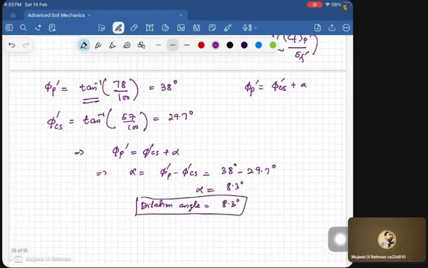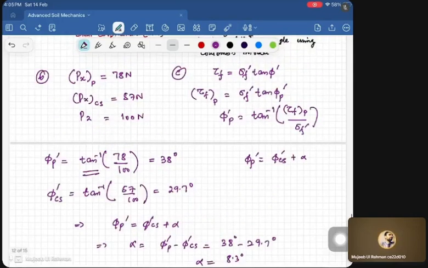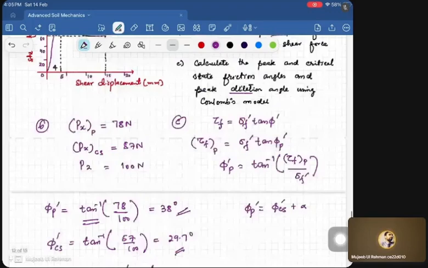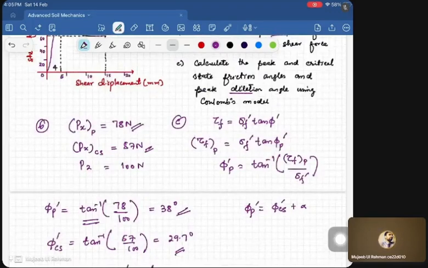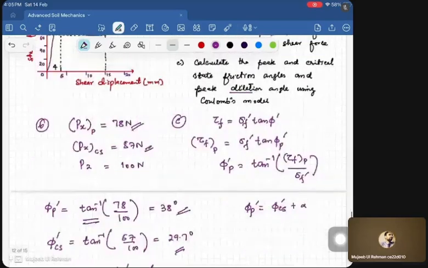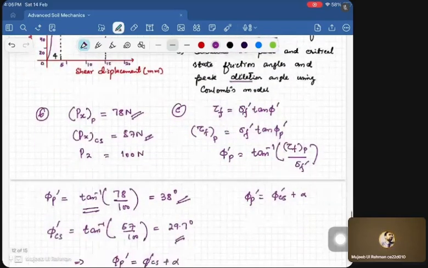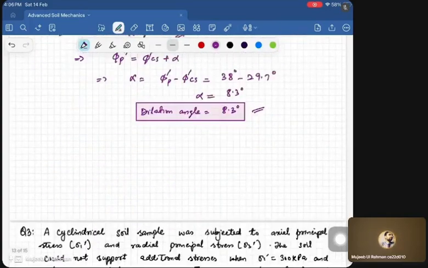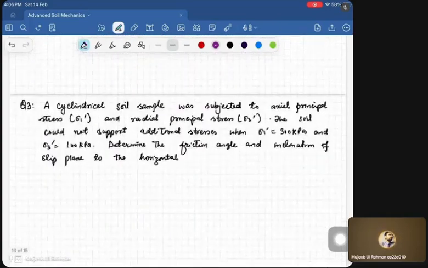So all the parameters have been determined now. We have the dilation angle, we have the peak state friction angle, the critical state friction angle, we have the peak shear force, the critical state shear force, correct? So this is the way we have determined the peak dilation angle using the Coulomb friction model. Correct? Now we have another question.